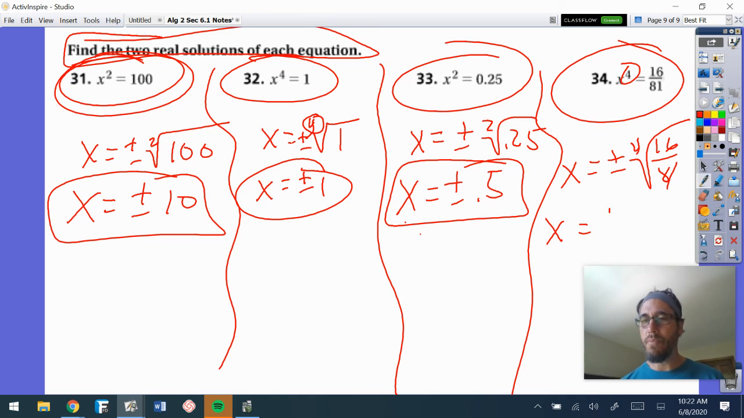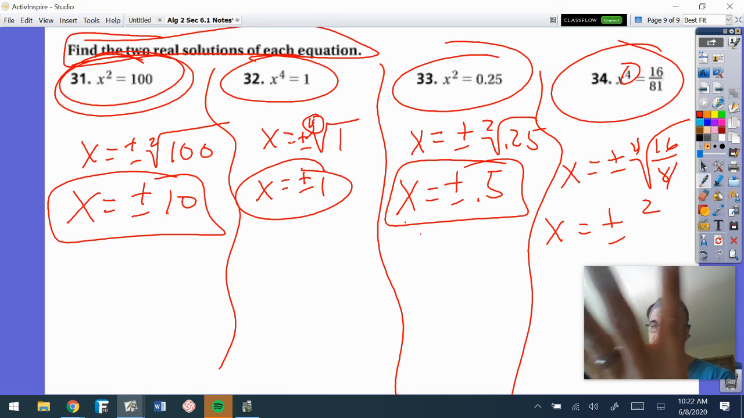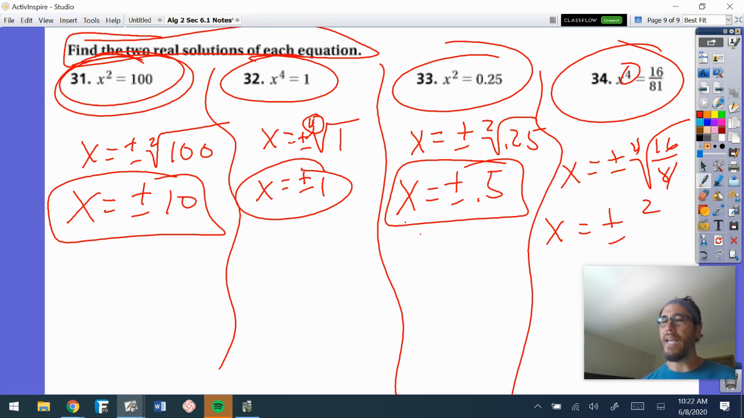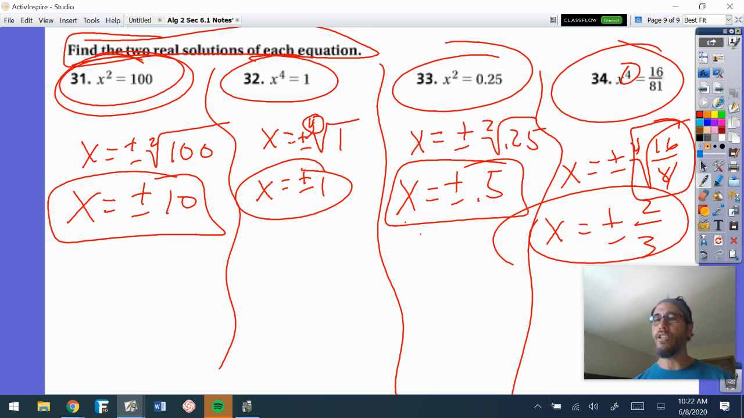So it's x equals plus or minus 2, right? Get rid of that up there. And then 81. What times what times what times what gives me 81? 3 times 3 times 3 times 3, so it would be a 3. So that's 2/3. And if you weren't sure, yes, you can plug that into your calculator. I showed you at the beginning of this lesson.